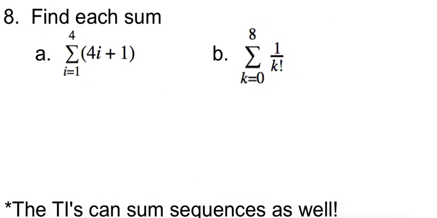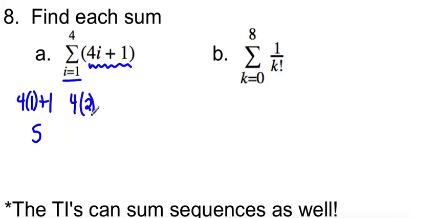So what this means is we are going to start by plugging 1 into this formula. Okay, so we do 4 times 1 plus 1. Of course, when we do that, we get 5. And then we're going to do it with the next number, so 2. We're going to plug 2 into this formula, sorry. 4 times 2 plus 1, which is 9. And then we're going to plug in 3, which gives us 13.